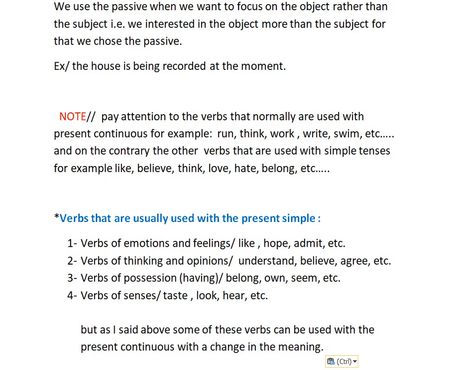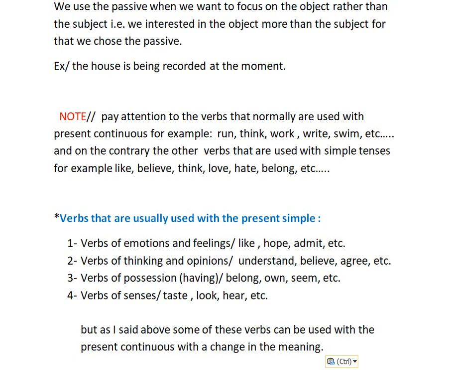So I have listed here the verbs that are normally or usually used with the present simple, which are verbs of emotions and feelings like hope, admit, love, hate. Number two, verbs of thinking and opinion, for example, understand, believe, agree. Number three, verbs of possession, in other words, having, for example, belong, own, seem. Or verbs of senses, which are taste, look, hear, smell.